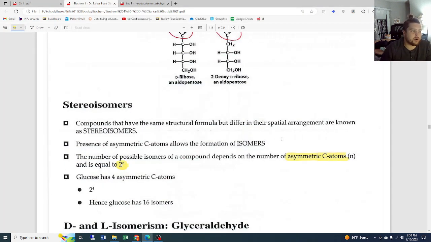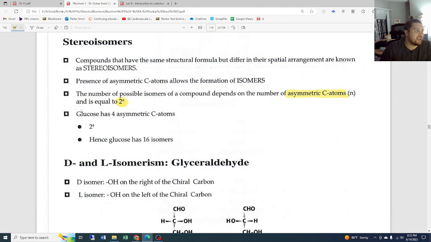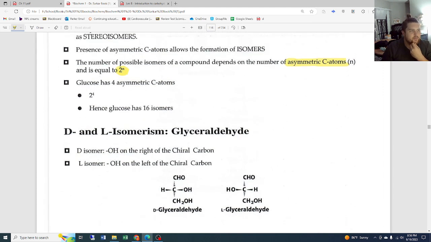Or there's just the same structure, just slightly different arrangement. And so that equation, that 2 to the nth power, is how you solve for how many there are. This will be some sort of test question talking about the possible isomers, and it will either be 2 to the nth, or he'll ask you specifically about glucose being 2 to the 4th. Or he'll say, there's this sugar, and it has, let's say, 5 asymmetric carbon atoms. How many possible isomers does it have? And so then you need to do that calculation.